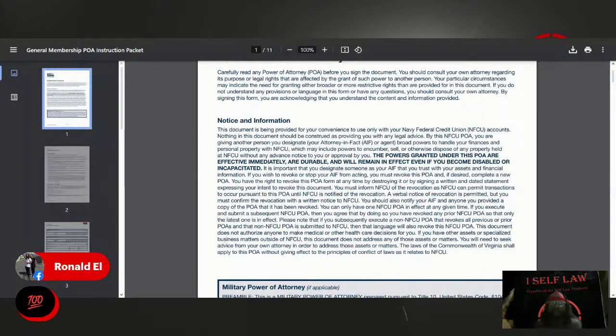I'm still in good grace with my accounts. I teach you how to stay in good grace because, first of all, when you move in and out of trust and you took over the account and you sent them a power of attorney and revoked their power of attorney, now according to their document, you have the power to encumber, sell, or otherwise dispose of any property held with the Navy Federal Credit Union.